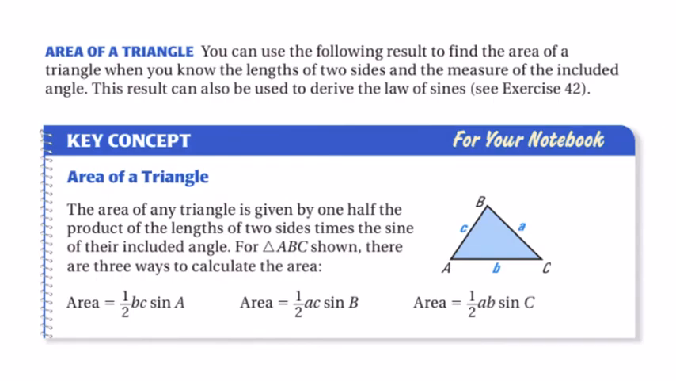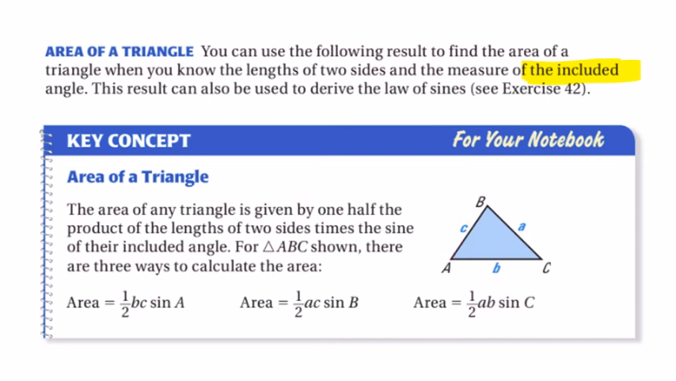Alright, so to our final concept of this section, it is the area of a triangle. You can use the following result to find the area of a triangle when you know the length of two sides and the measure of the included angle. If you remember that very subtle vocab hint there, the included angle is the angle that falls between the two sides. So if I were talking about side C and side B here, the included angle is the angle that those two sides make up, which would be angle A.